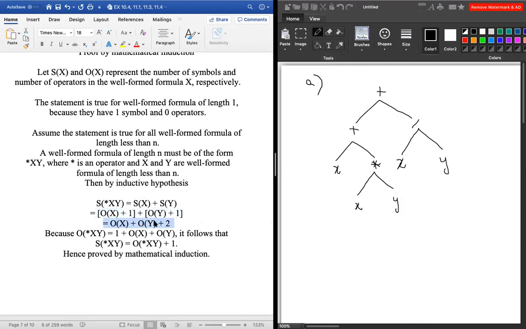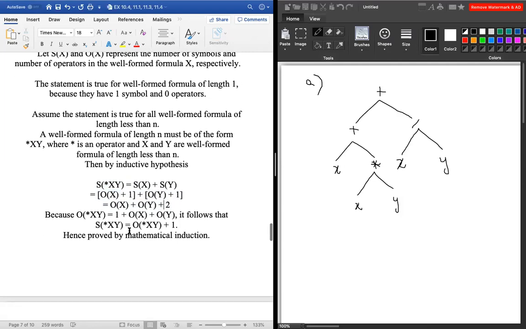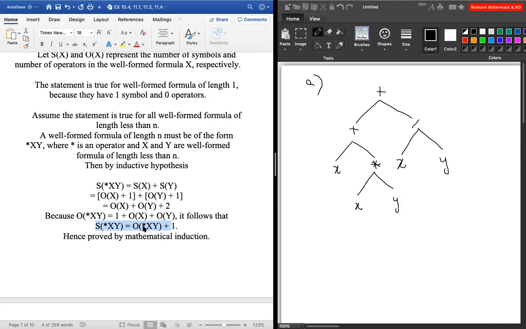Now, resolving that equation, we get this, and at the end, we figured out that in that formula, the number of symbols is one more than the number of operators. So therefore, it proves the statement by mathematical induction. Any questions here?